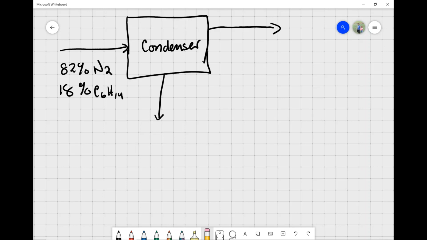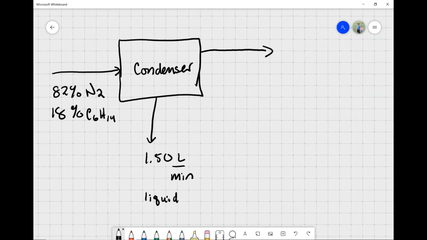It was 1.50 liters per minute, and it's liquid. And that's what the problem specified. One thing that wasn't specified in my text version was the specific gravity of hexane, and that becomes a little bit important in solving this problem.